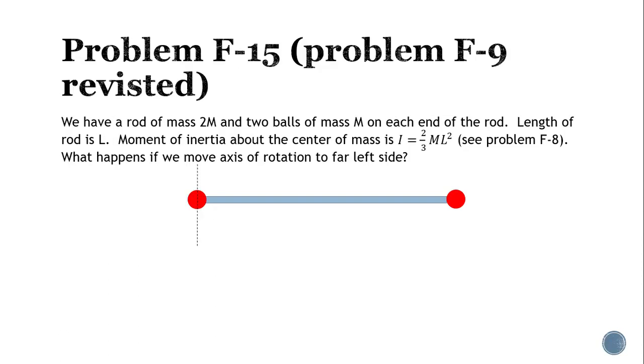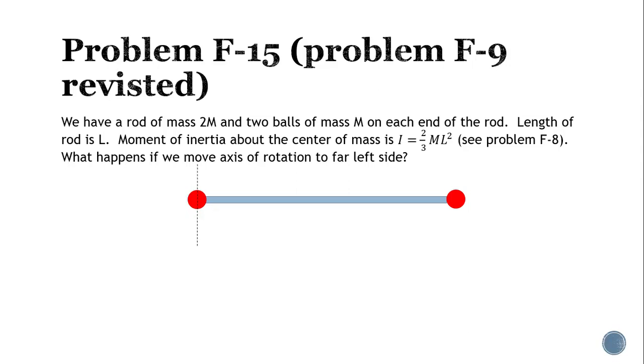In this problem we're going to revisit problem F9. If you go back and think about what this problem really was asking us, we had a rod with a mass 2m and two balls of mass m on either side of the rod. The length of the rod we said was length L, and the moment of inertia, if this was rotating about the center of mass of the rod, is 2/3 mL squared. And you can go back and look at problem F8 to show yourself that that is true.